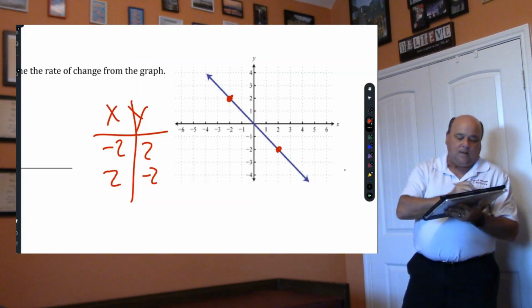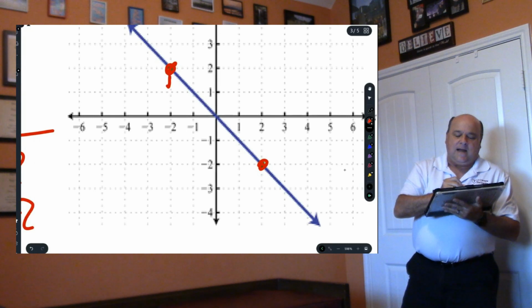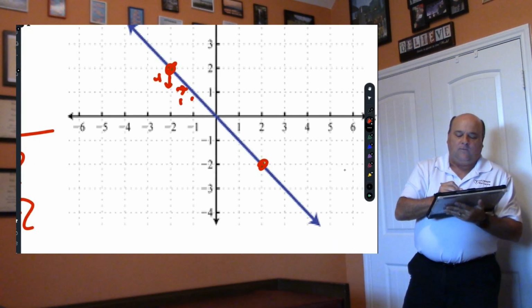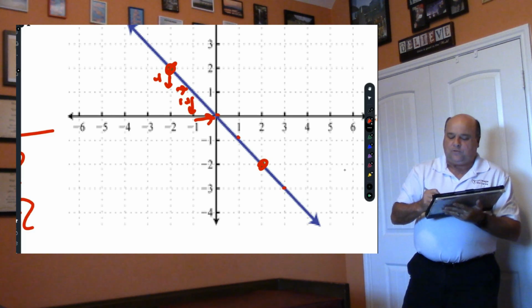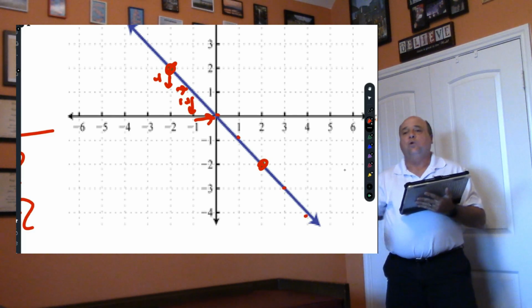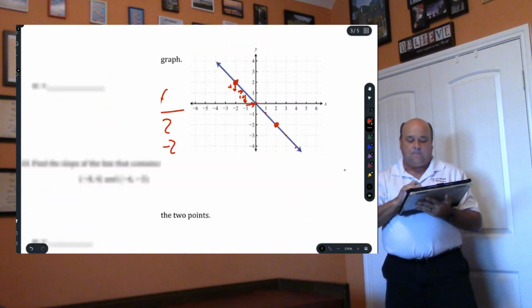Let's look at the line. My slope is -1, and then let's zoom in. The line indeed is going down 1 over 1, down 1 over 1. Does everyone see that? It's going through every single grid point. So every single time you're going down 1 over 1, that's the rate of change of the line.